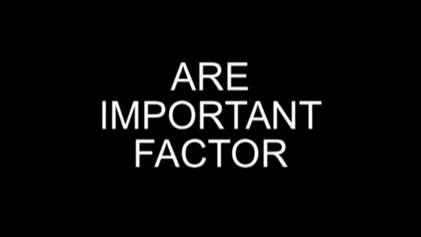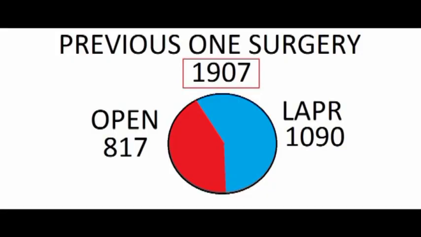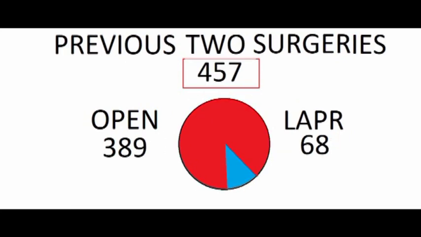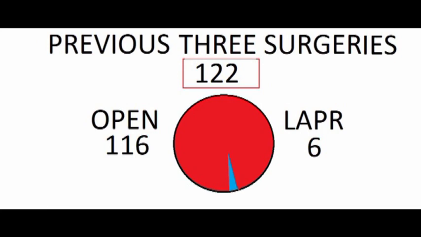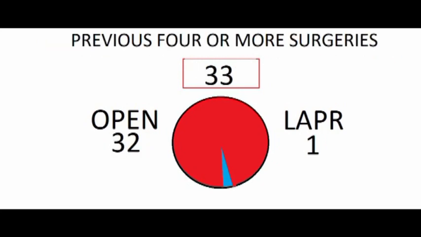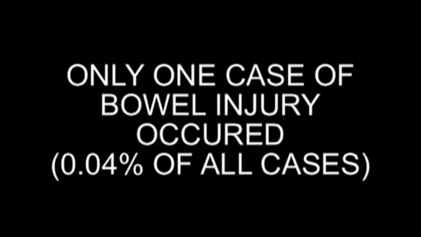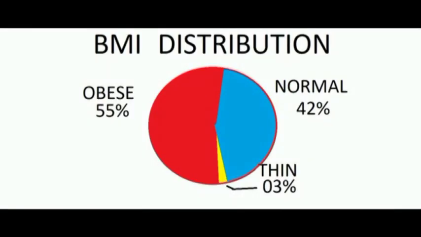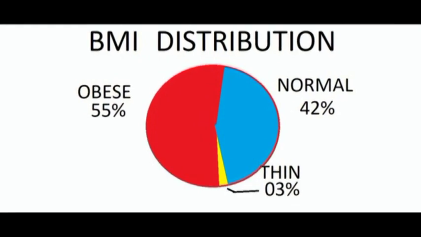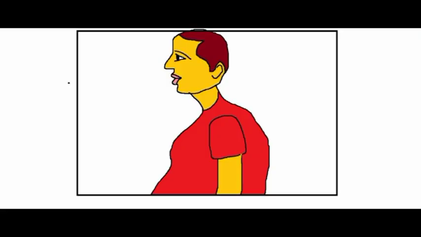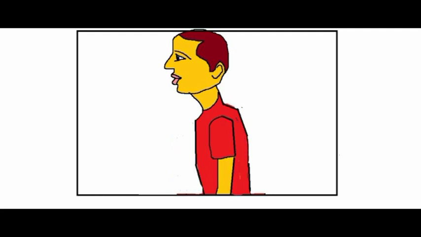Distribution of patients according to indications of previous surgery was found to be a very important factor to predict the adhesions preoperatively. Distribution of previous surgeries cases which were taken into this study is as follows. Previous 1 surgery was 1907, previous 2 surgeries 457, previous 3 surgeries 122, previous 4 or more surgeries 33. Only 1 case of bowel injury occurred. BMI distribution in this study shows that about 55% cases were obese, 42% cases were normal, and around 3% patients were thin, that is BMI less than 18.5.